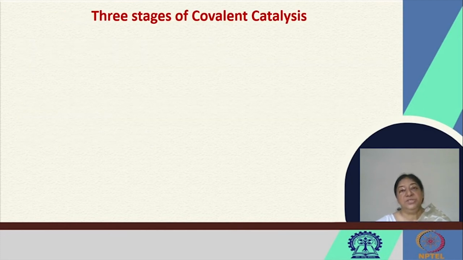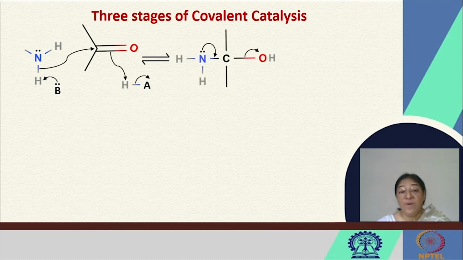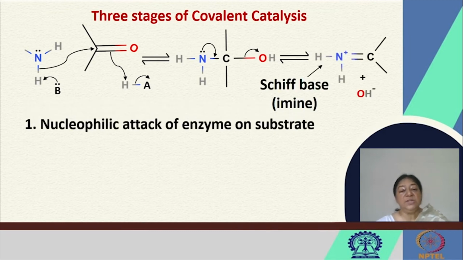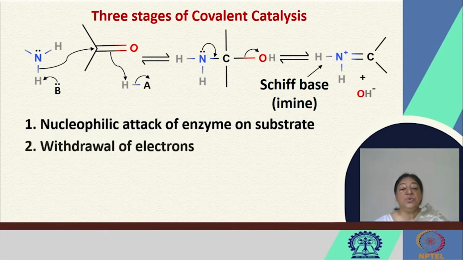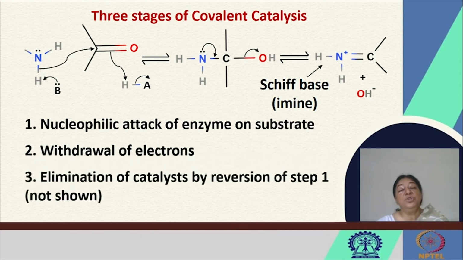There are three stages of covalent catalysis. In the first stage, we have a linkage, and then we have a covalent formation. Then subsequently, we have to have a release. There is a nucleophilic attack of the enzyme on the substrate that is going to result in a covalent bond formation, and there is going to be elimination of catalysis by a reversion of step 1, which is not shown in this particular indication.